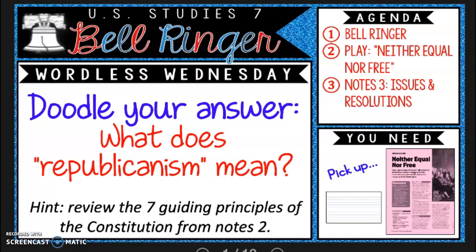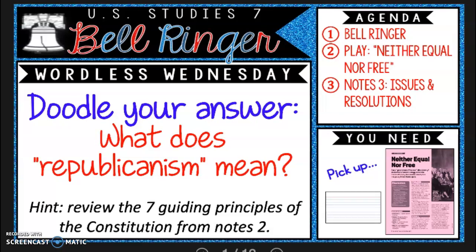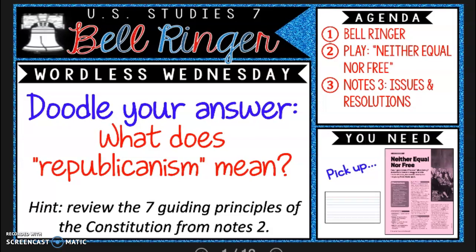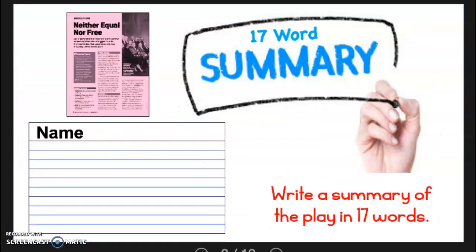Here is your bell ringer for Wednesday, September 11th. You are doodling, so draw your answer to the question, what does republicanism mean? Also in class today, we read an article titled Neither Equal Nor Free. It's a play, and so when you read it, the goal was to figure out how to write a summary in 17 words or less.